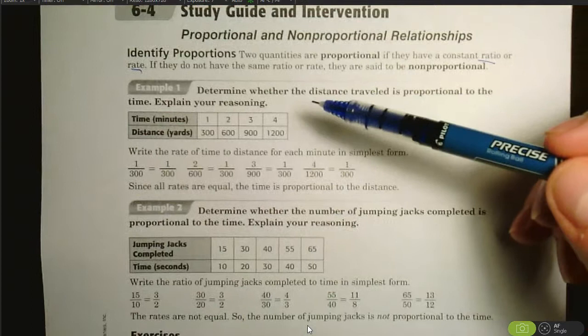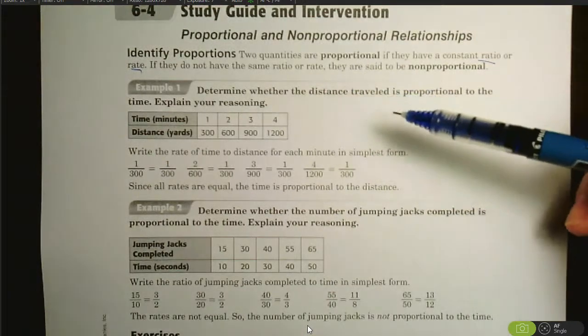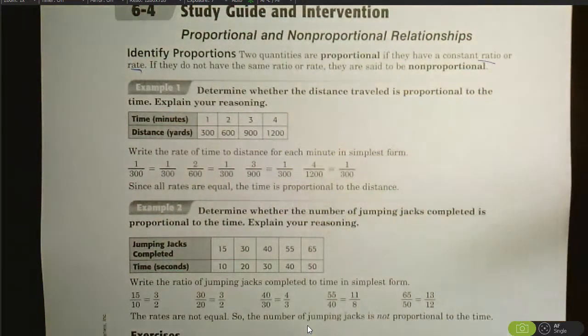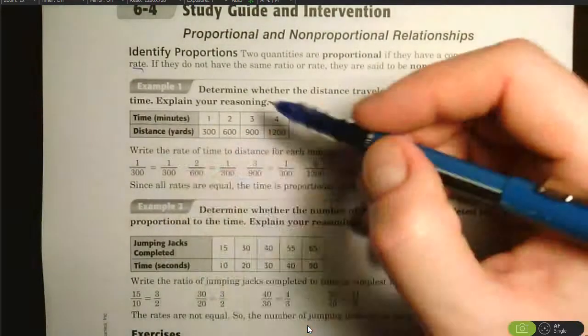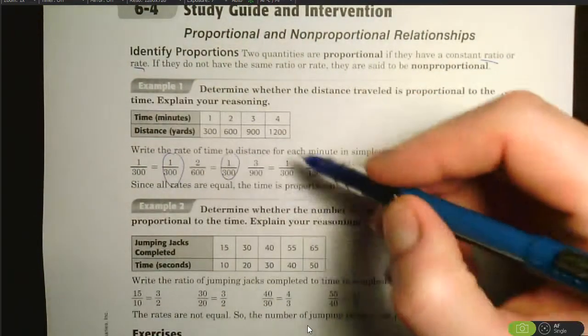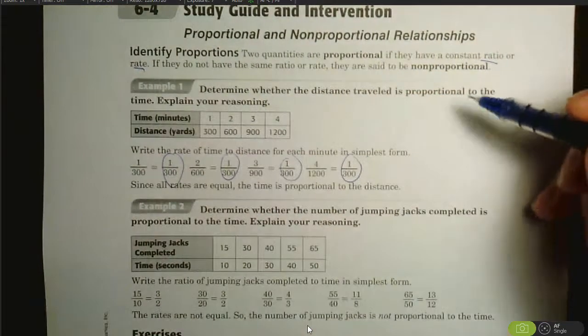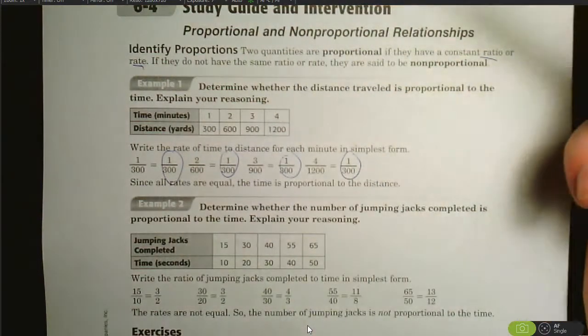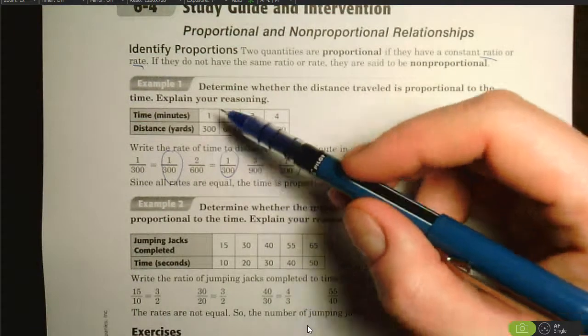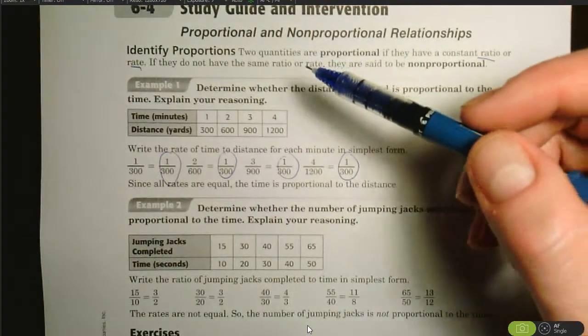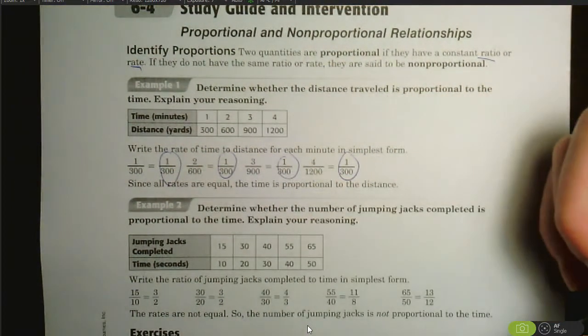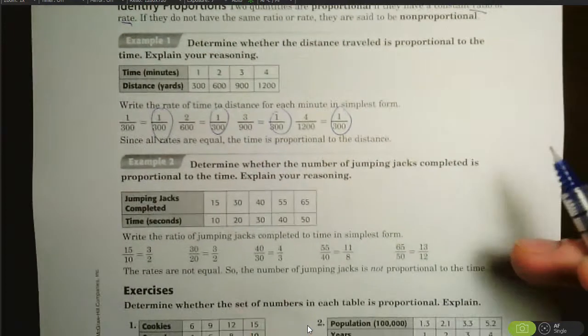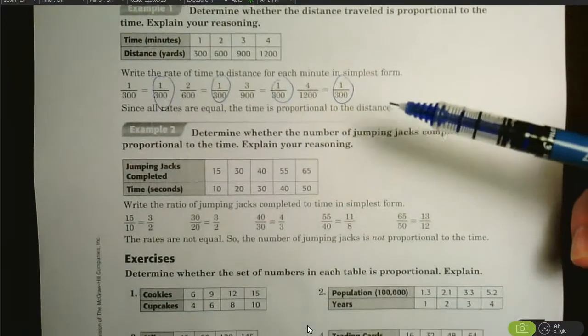So this first example here, asking whether the distance traveled is proportional to the time, the answer is yes. The ratio for all of them is 1 to 300, all four of them. And again, they did time over distance. They could have done distance over time. Doesn't matter which order they go with. If they do distance over time, what that gives you then is 300 over 1, still constant for all of them.